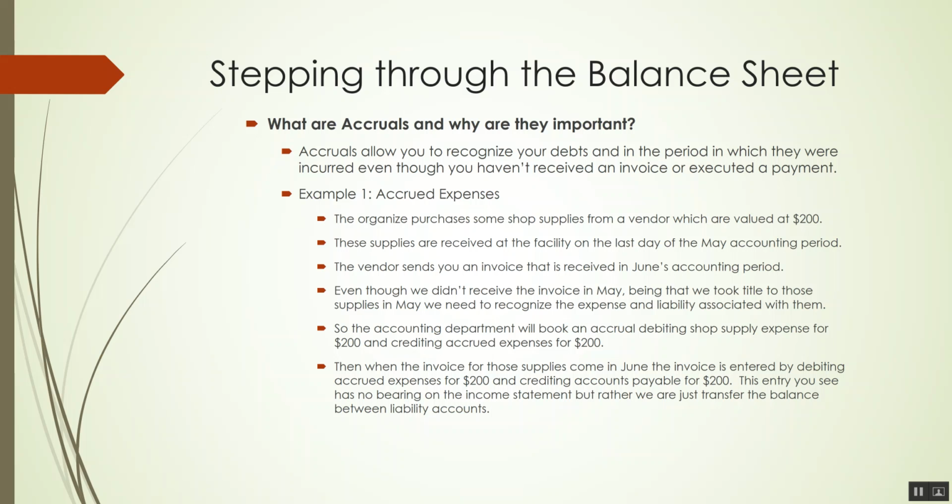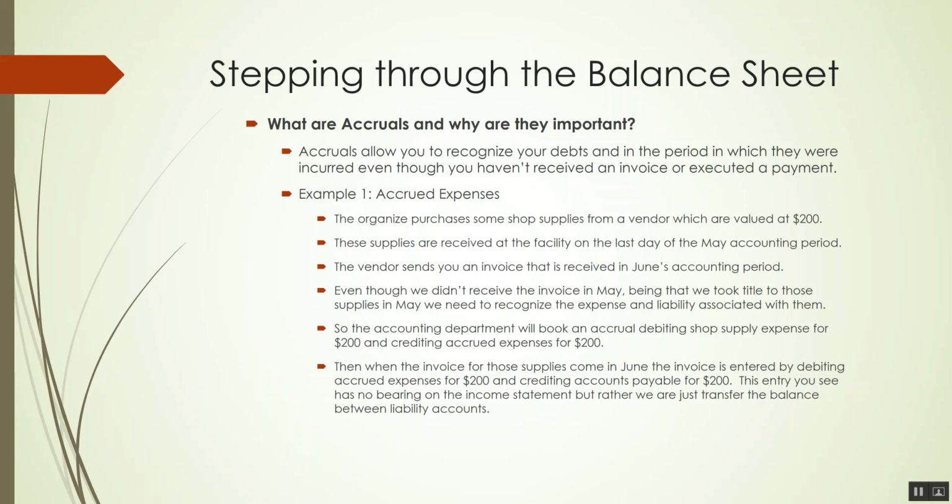Okay. So in this case, we didn't get the invoice in May, but we did take title to those goods in May. So we need to go ahead and recognize that expense and the liability in the May accounting period. The accounting department will oftentimes check with the purchasing department, or they might have a report that they can run out of their accounting system that will show them all the receipts that have been executed for which we haven't got an invoice yet.